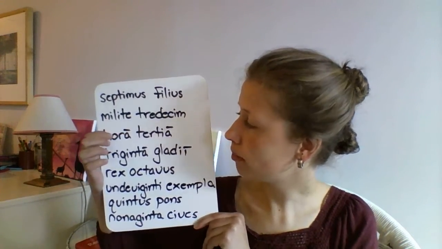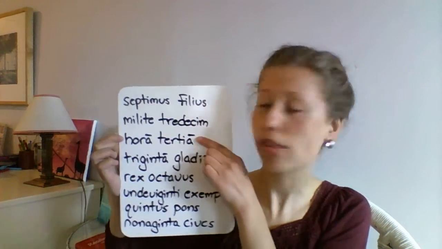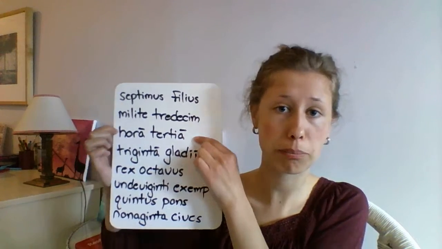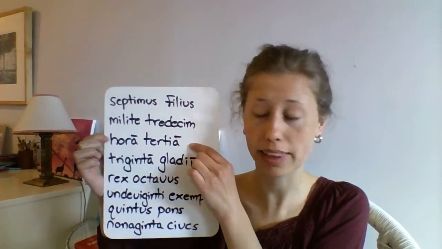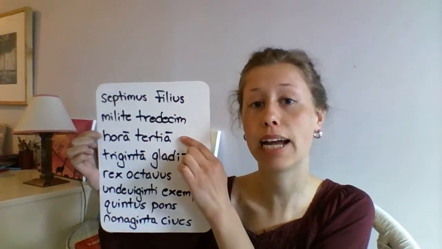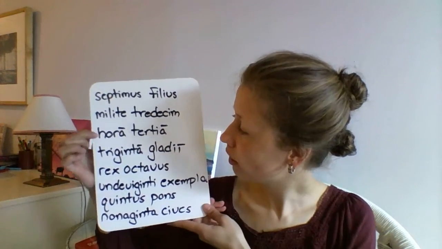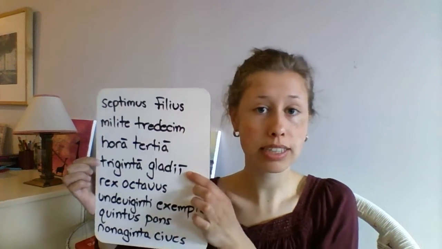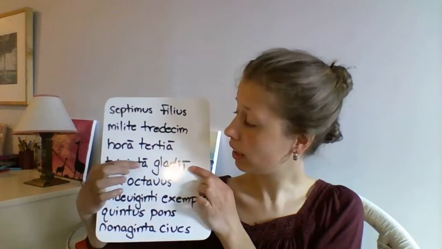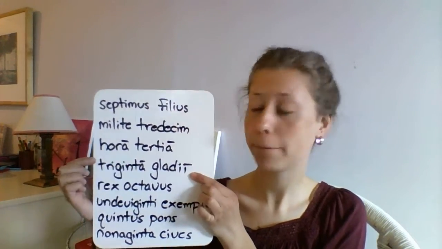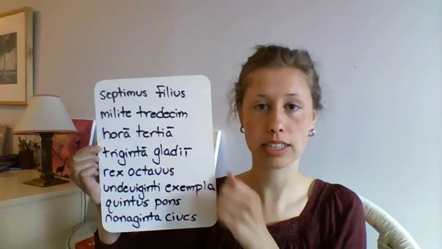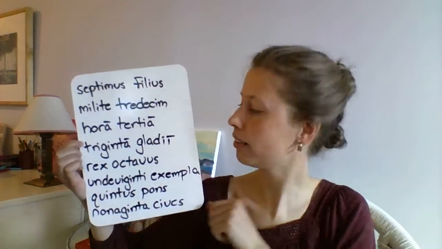Hora tertia means the third hour, but it's in the ablative here, so in the third hour, by means of the third hour, something like that. Probably an ablative of time because it has hora. Next we have triginta gladii. Triginta means 30. It does not decline, so the endings won't match up, but you have 30 swords. Gladii, gladius is a sword, that's where we get gladiator.